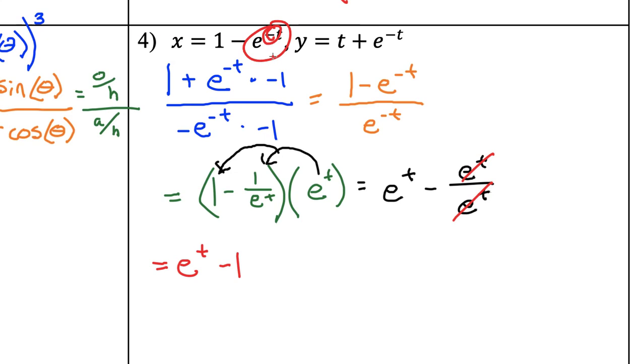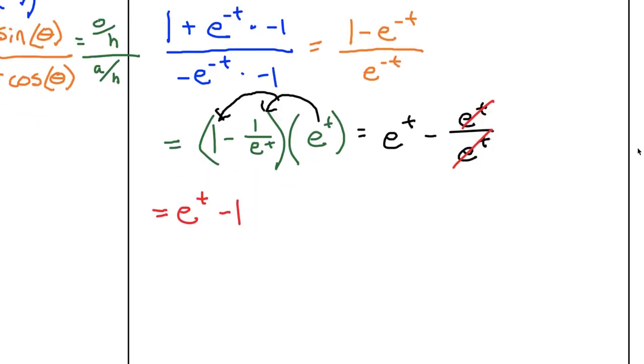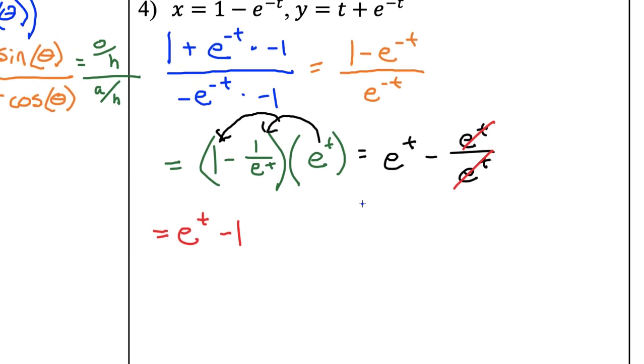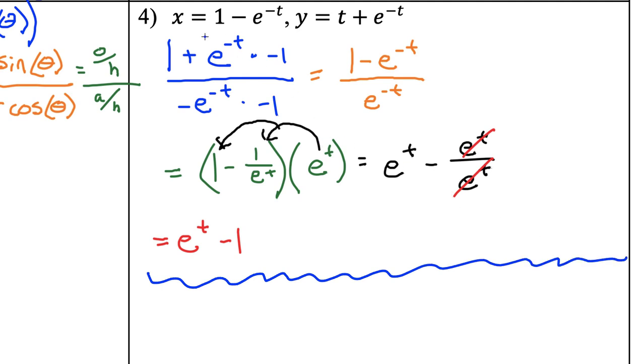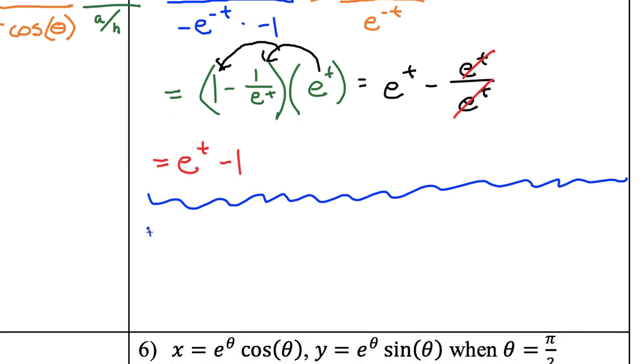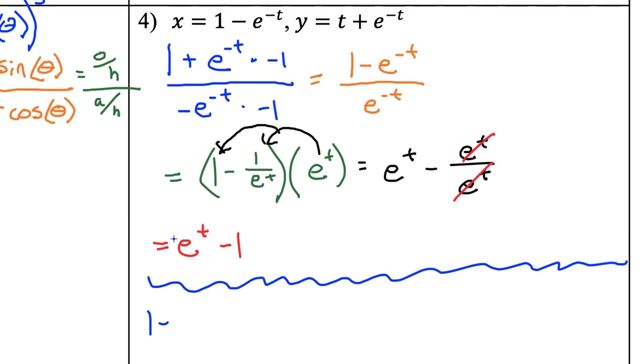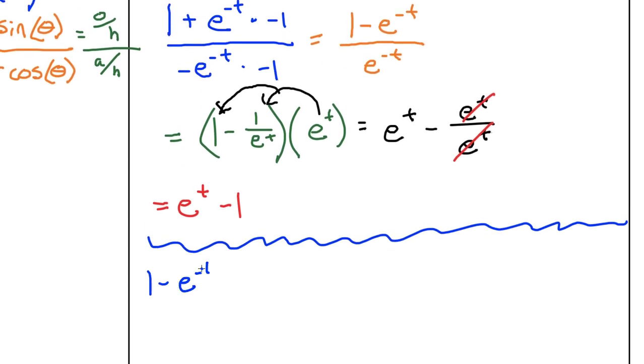If I can do that, then I can substitute that in so I get an x here. Let's try it out. So I start with this. I'm going to do a little wavy line saying, hey, I'm going to try doing some scratch work. x is equal to 1 minus e to the negative t. 1 minus, just write it down, e to the negative t.